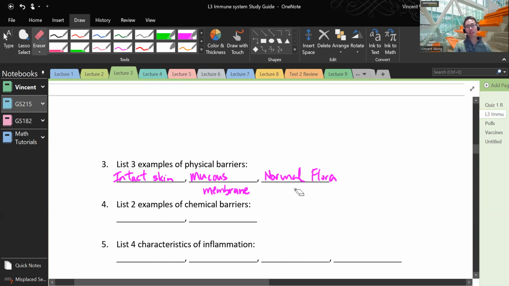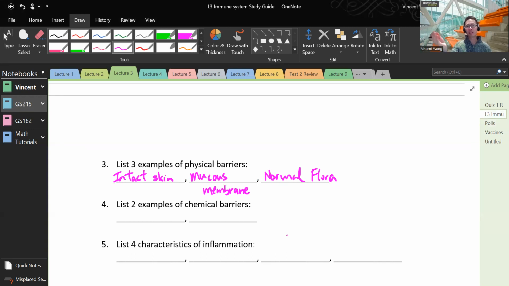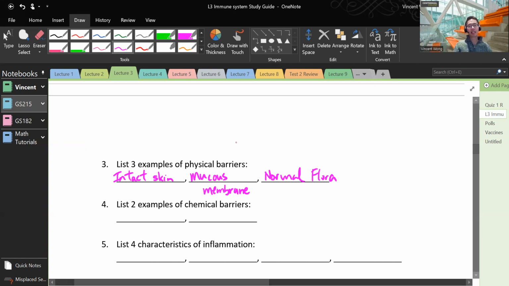Not to worry, every time you kill off the normal flora, they will come back eventually, right? Sometimes you can take probiotics. You can either eat them in probiotic yogurts, or you can actually buy these drops from the pharmacy. They will say each drop contains 1.2 billion probiotic bacteria or something, and then you just take a drop a day, and it will give you healthy normal flora.